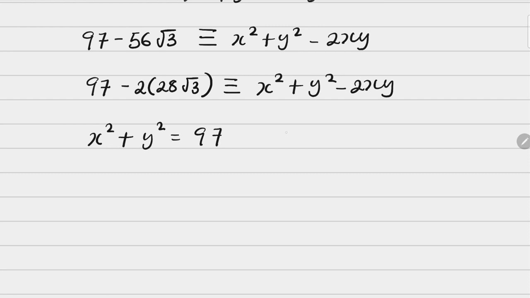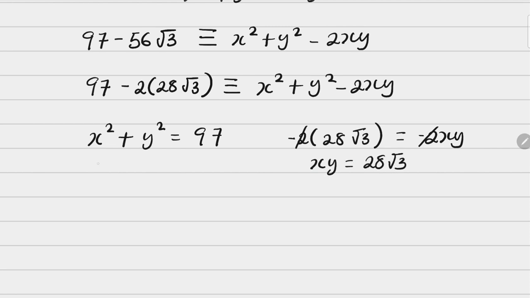Then, when we go to the other side, we can say minus 2 into 28 root 3 is equal to minus 2xy. Of course, you know the minus 2 goes. So we can now say that our xy is actually equal to 28 root 3. So we end up with xy equals 28 root 3.